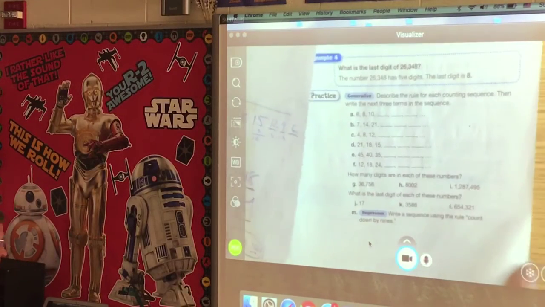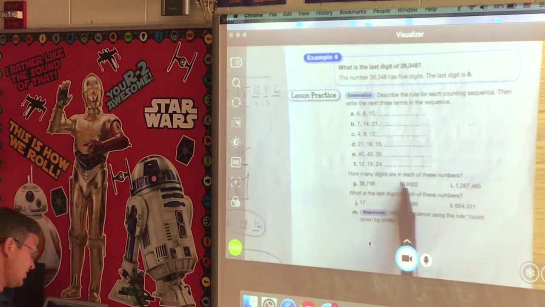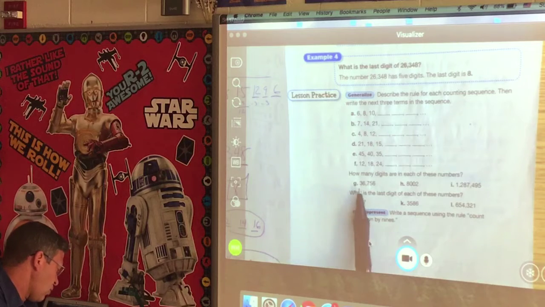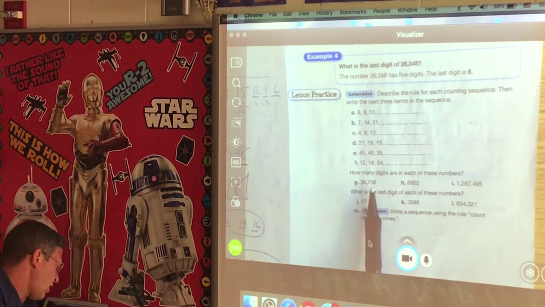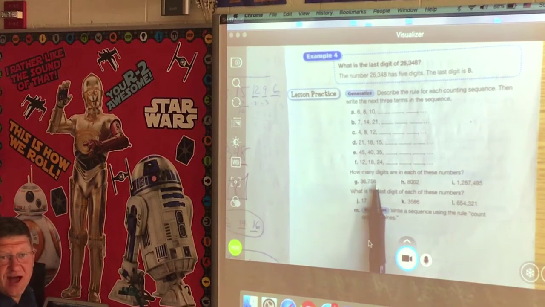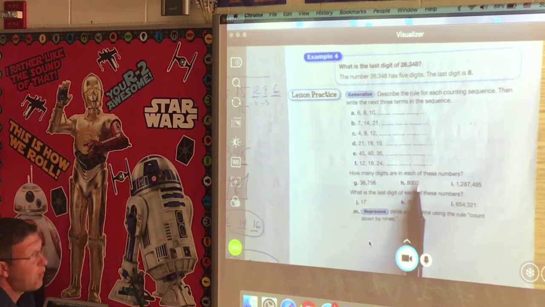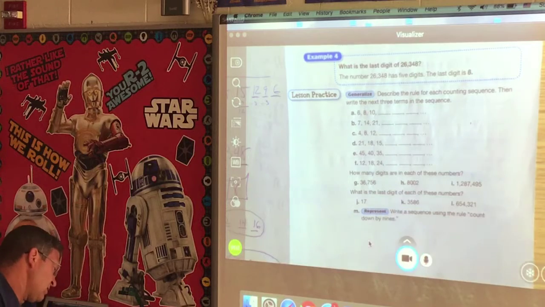We're going to take one of each of these. G says how many digits are in each of the numbers. Remember, when they ask you how many digits, you just count them. Count them with me. 1, 2, 3, 4, 5. And my label will be digits. 5 digits. Count this one with me. 1, 2, 3, 4. How many digits? 4. Okay, count this one with me.